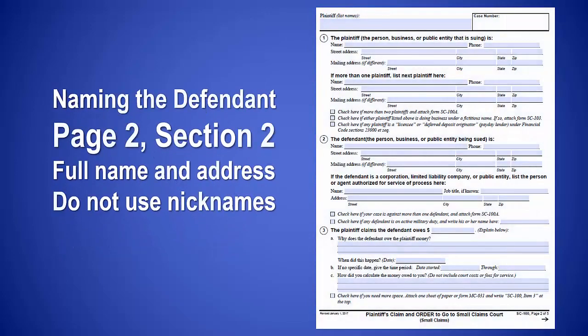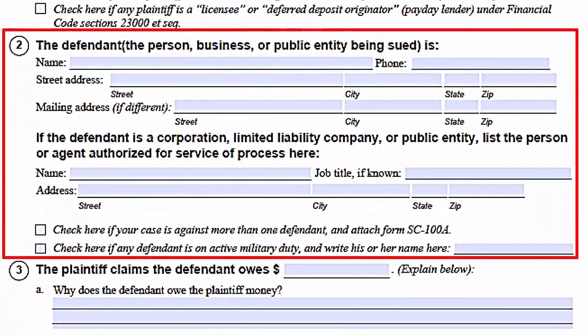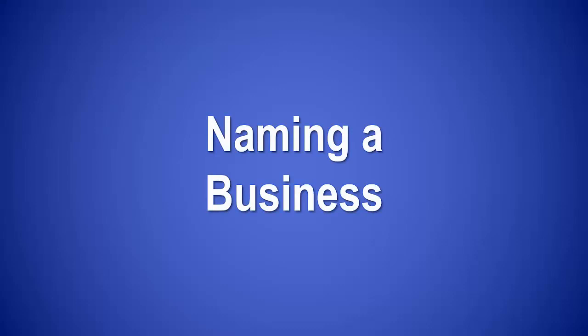Page 2, Section 2. Naming the defendant. The defendant is the party being sued. Complete the name and address of the defendant. If the defendant is an individual, complete their full name. For example, write John A. Smith. If you are suing a business, you may need to do a little research.